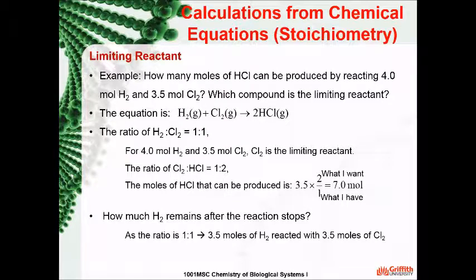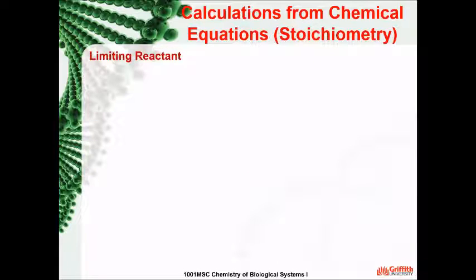As the ratio is 1:1, then 3.5 moles of hydrogen gas reacted with 3.5 moles of chlorine gas. So the remaining moles of hydrogen gas are 4 minus 3.5 equals 0.5 moles. You might get a more complicated question.